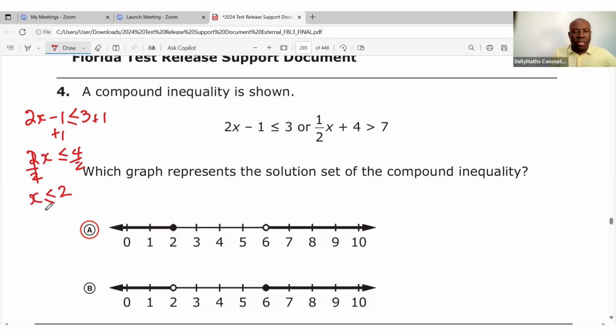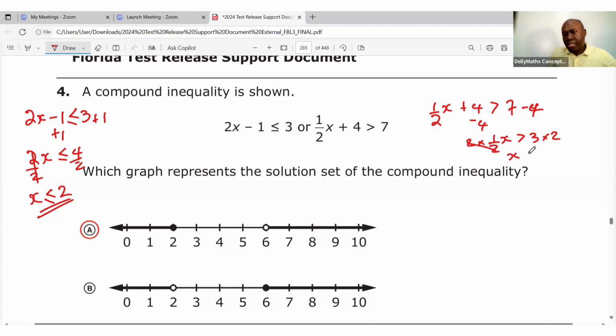So this is one of our responses, where we're moving from 2 to negative infinity. But let's talk about this first. So we have a half x plus 4, and this is greater than 7. We're going to subtract the 4 from both sides. So when we do that, what we're left with is a half x greater than 3. Then we are going to multiply both sides by 2. So x is greater than 6.